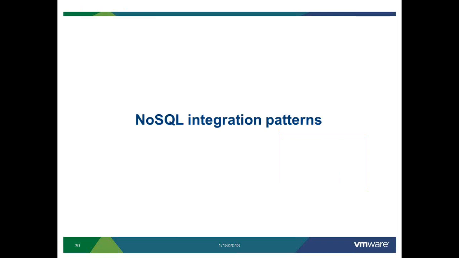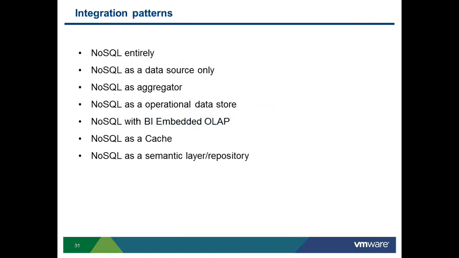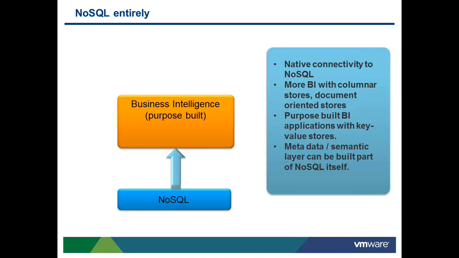Now, in the next few slides, I'll be talking about how we can integrate NoSQL into BI. I will be talking about a couple of integration patterns. Here I have defined around 7 patterns: NoSQL entirely, NoSQL as a data source only, NoSQL as an aggregator, NoSQL as an operational data store, and NoSQL with BI embedded OLAP. I will be talking about all these 7 in the coming slides. Let's take the first one.